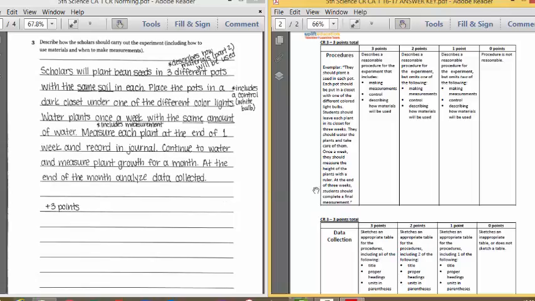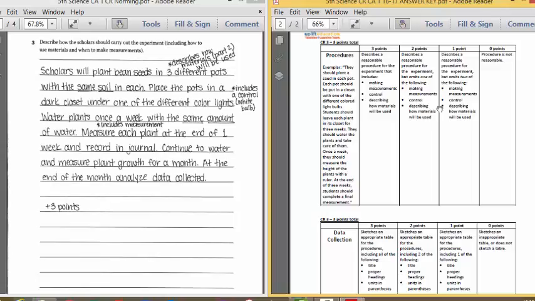If they describe a reasonable procedure, but it omits one of the 3 things listed here, they would receive 2 points. So if they write out everything, but they forget to mention that you need to take measurements every week, they would only get 2 points for that.